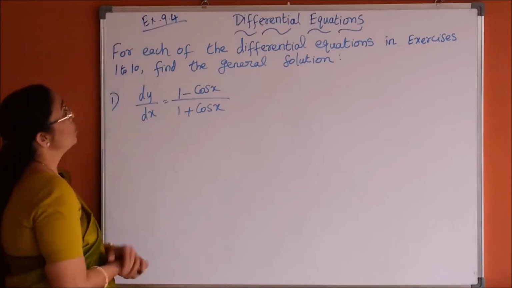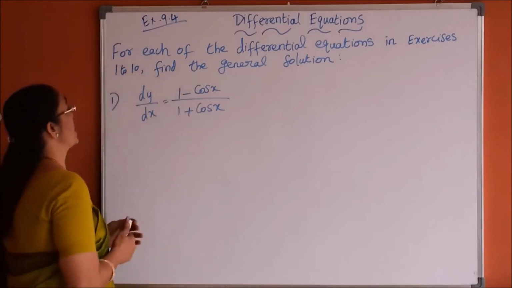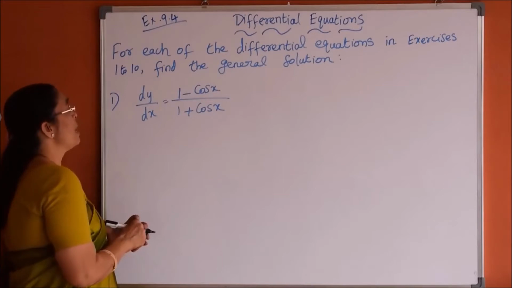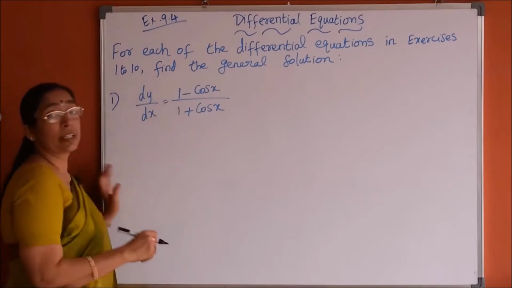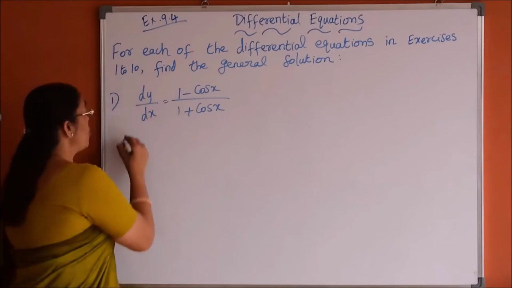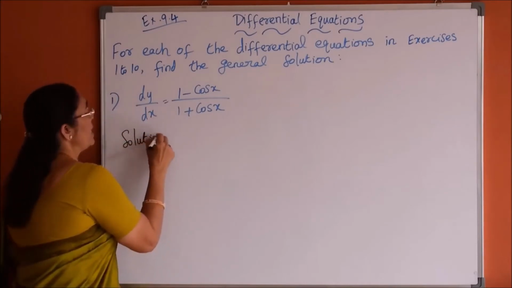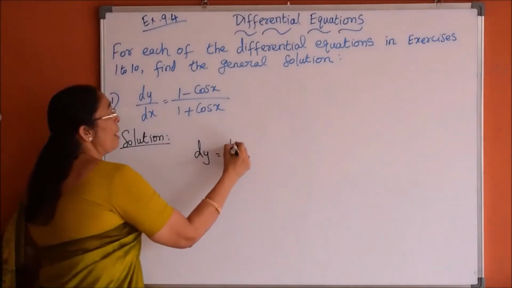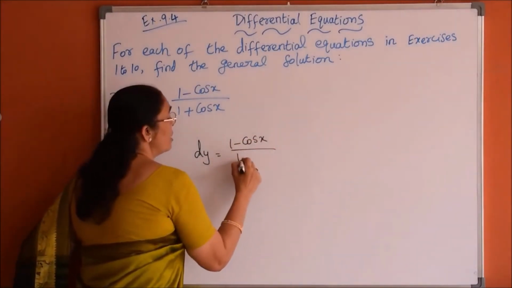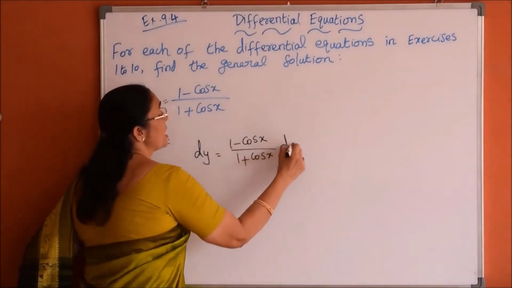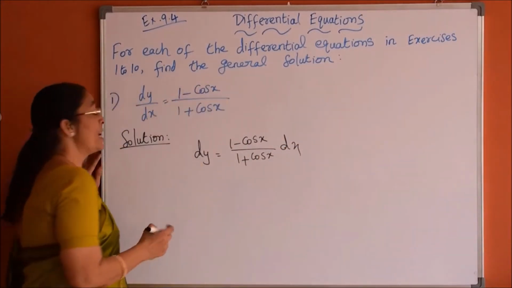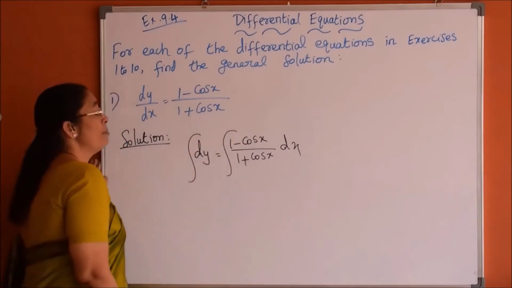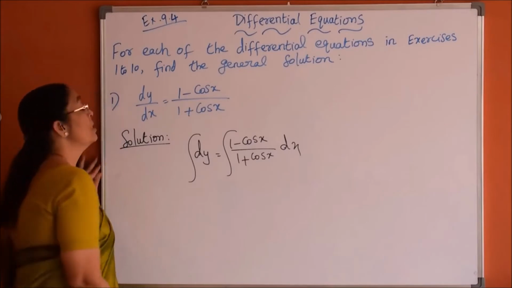Now, for each of the differential equations in exercises 1 to 10, find the general solution. Problem number 1: dy by dx is equal to (1 minus cos x) by (1 plus cos x). Now, by the method of variable separable, there is only dy here. So I can write this as dy is equal to (1 minus cos x) divided by (1 plus cos x) into dx. Now, integrating both sides, integration of dy for the left hand side and integration of (1 minus cos x) by (1 plus cos x) dx as the right hand side.